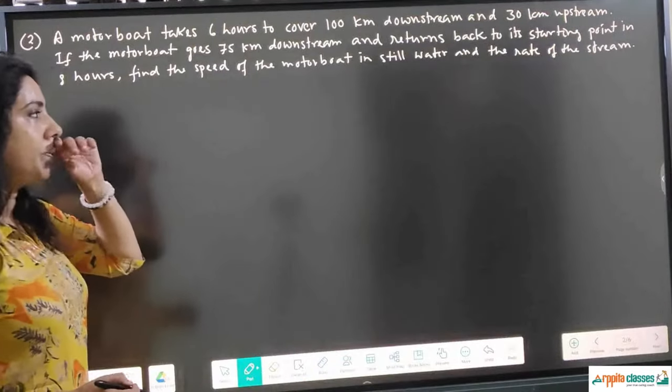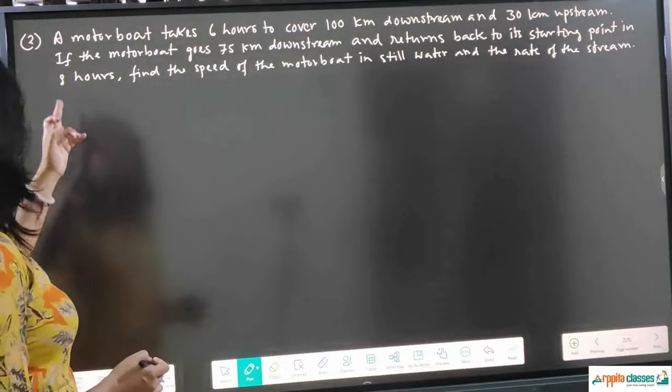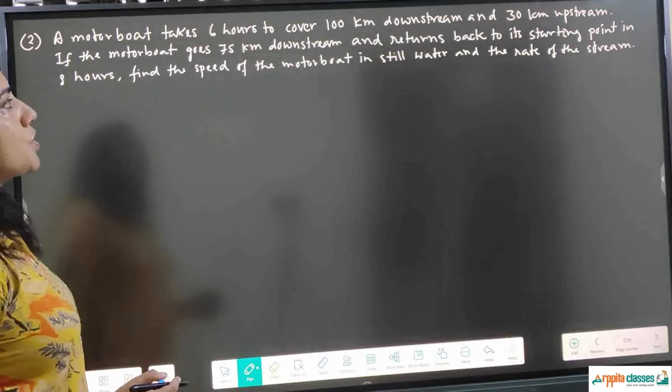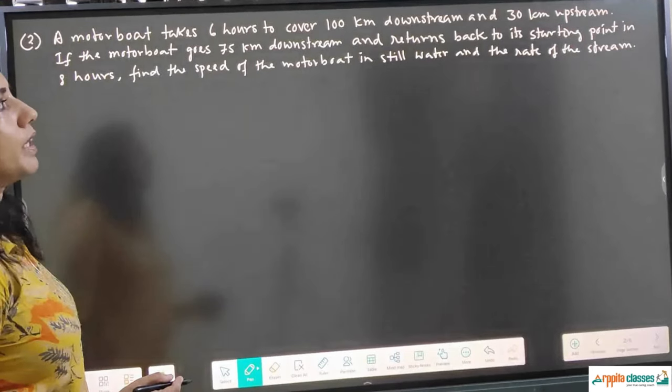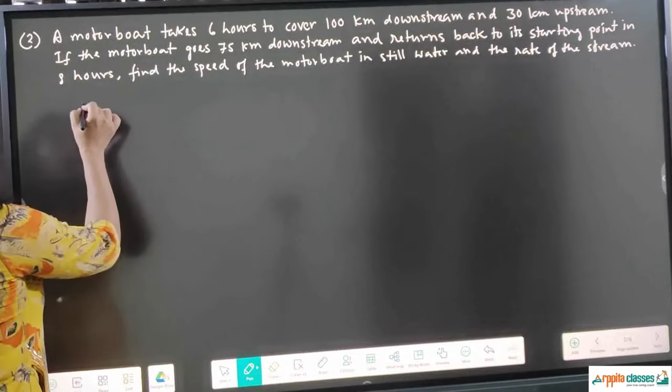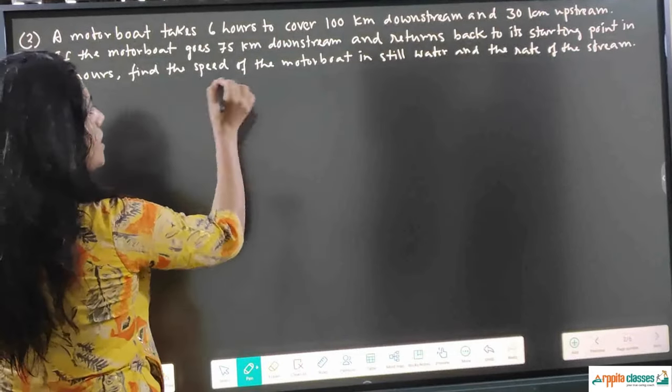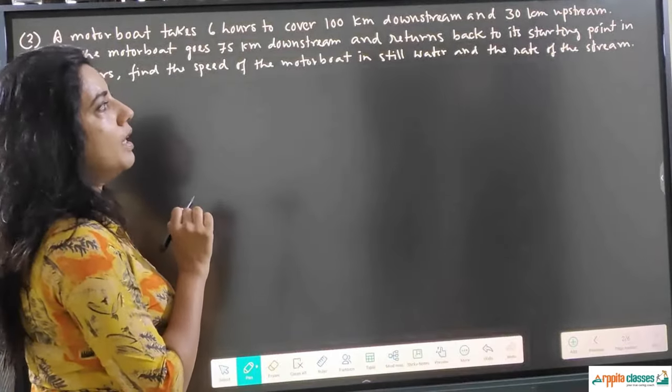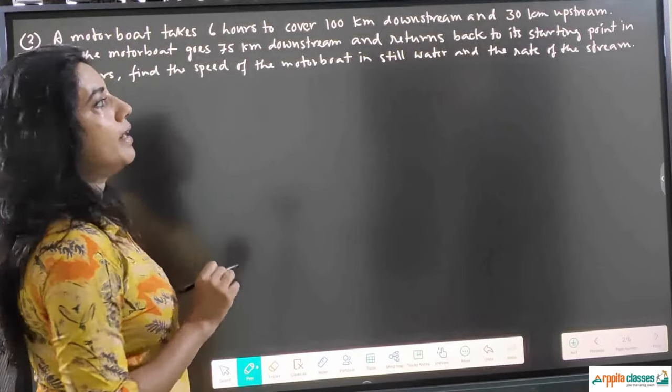The next question is also based on the same concept, upstream and downstream. A motorboat takes 6 hours to cover 100 km downstream and 30 km upstream. So I'll make two columns here. First of all, find the speed of the motorboat in still water and the rate of the stream.